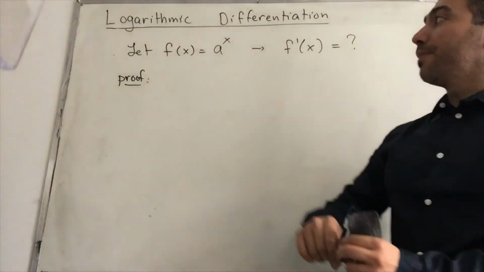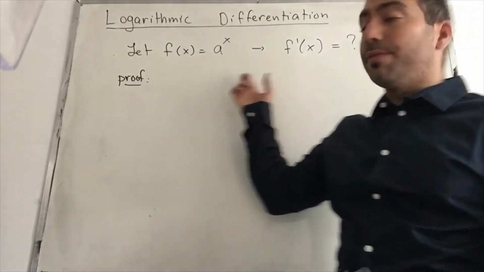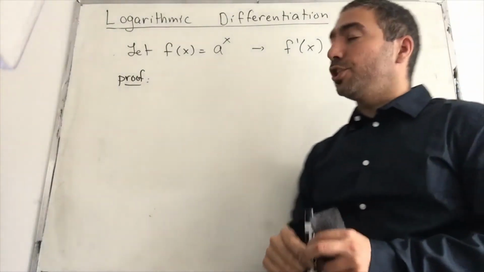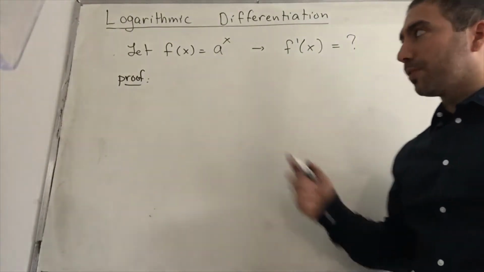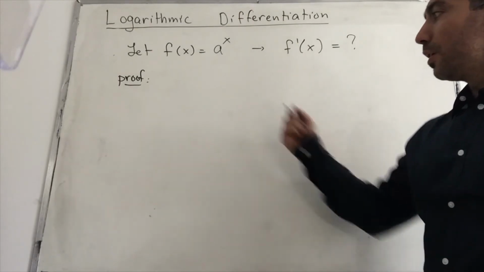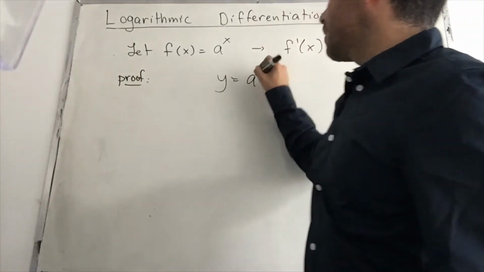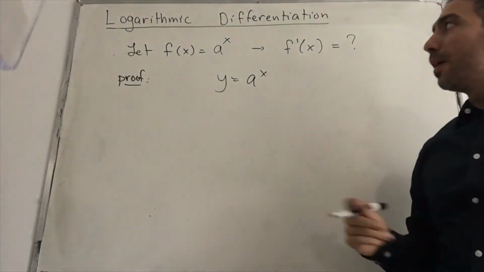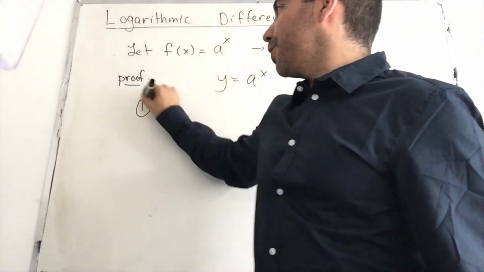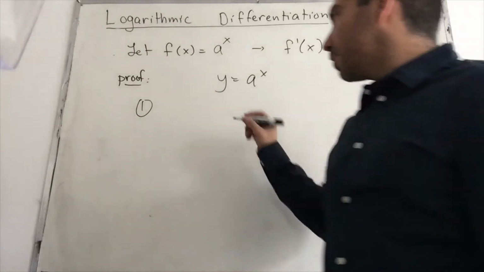So now we have the function f of x equals a to the x, and we're looking for its derivative. So this one here, I actually just gave it to you without solving it. We're going to use logarithmic differentiation to actually prove it this time. So the first step, as always, y equals a to the x. We replace our f of x with y, and we use logarithmic differentiation by taking ln on both sides of the equation.